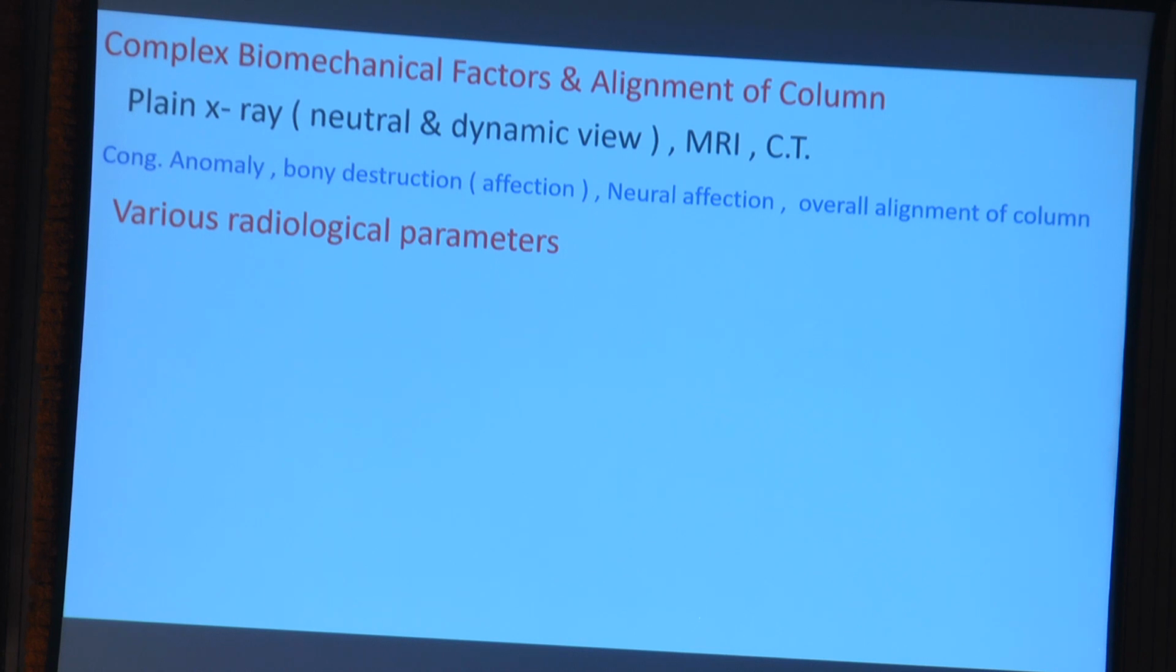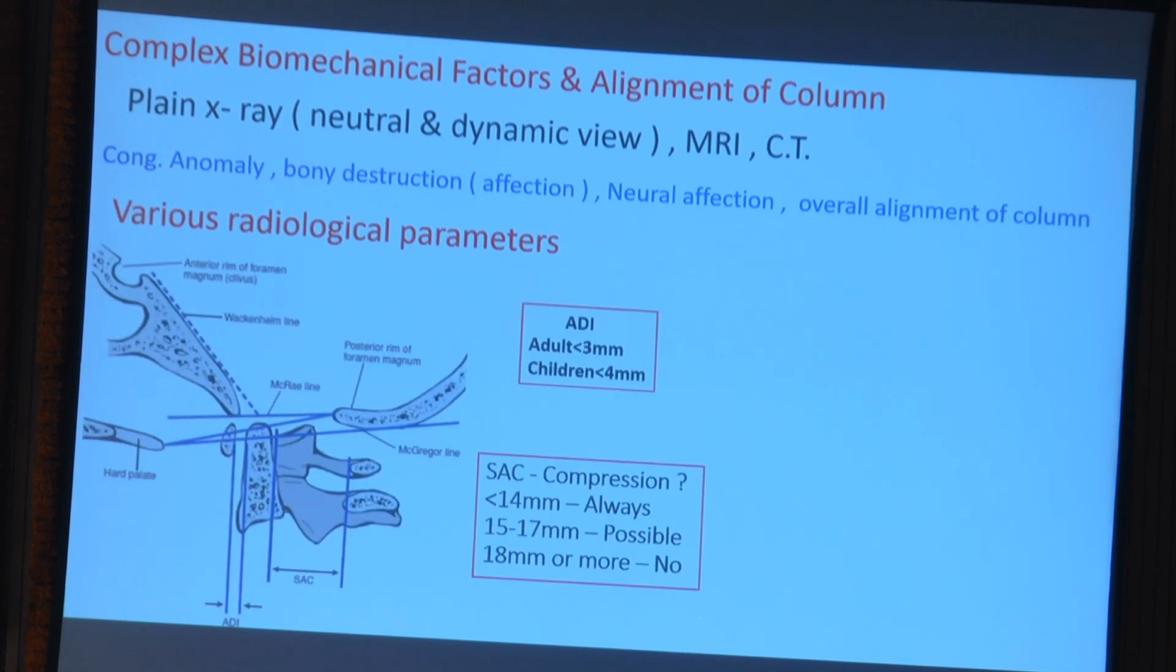There are various radiological parameters, and I think you might know what ADI is, that is atlanto-dens interval. In adults, it should be less than 3 mm. In children, it is acceptable if less than 4. So it should not be more than 4 because there is hypermobility in that age group. And the space available for the cord, if it is less than 14 mm, most of the time these patients are going to be symptomatic.